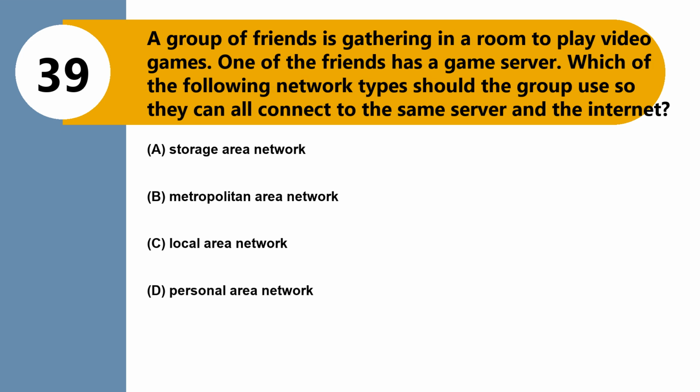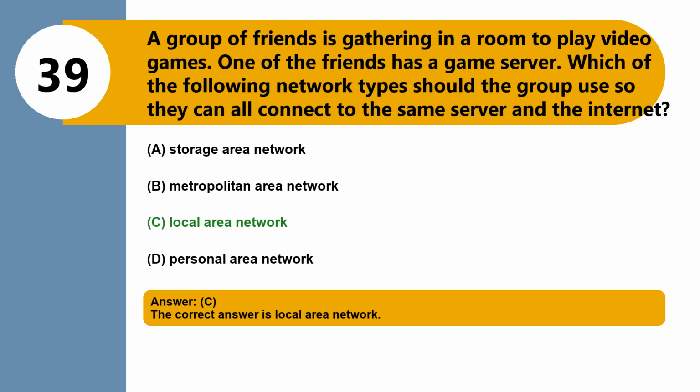Question 39. A group of friends is gathering in a room to play video games. One of the friends has a game server. Which of the following network types should the group use so they can all connect to the same server and the internet? Option A, storage area network. Option B, metropolitan area network. Option C, local area network. Option D, personal area network. The correct answer is option C, local area network.